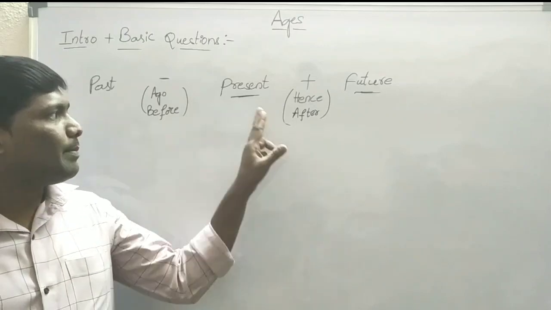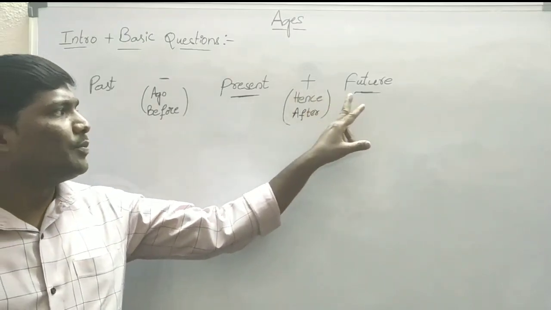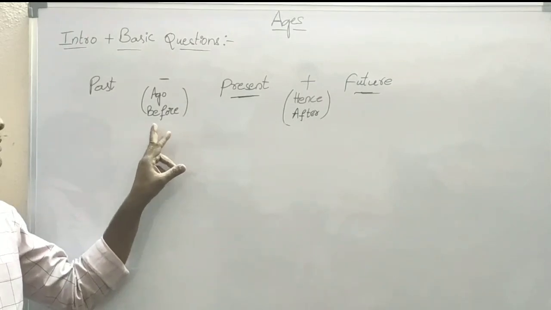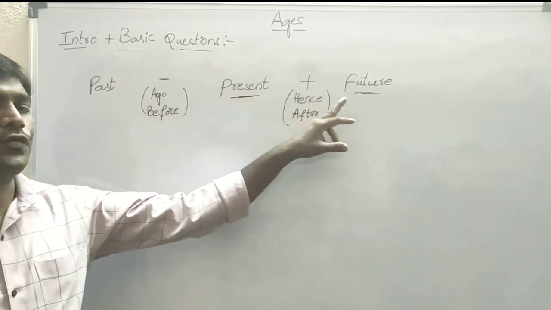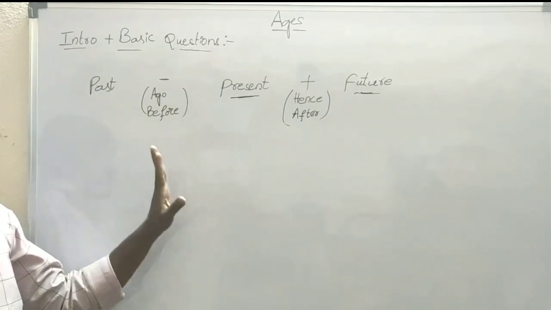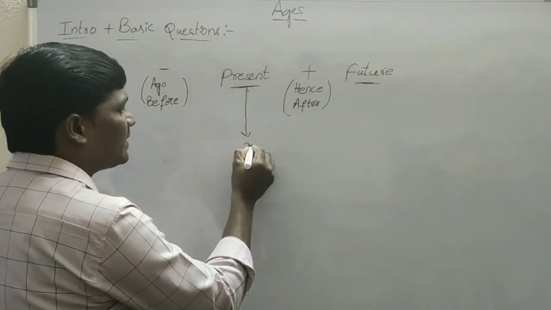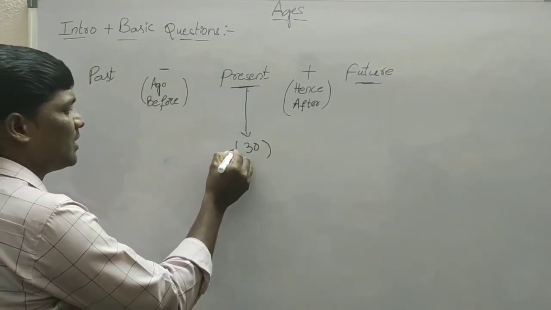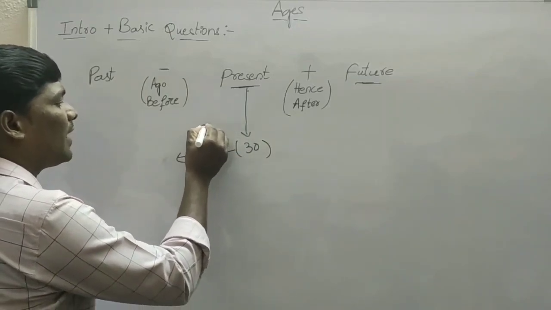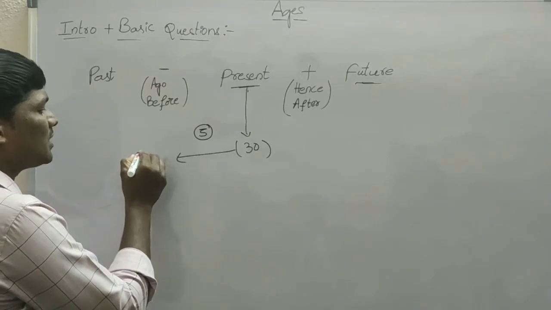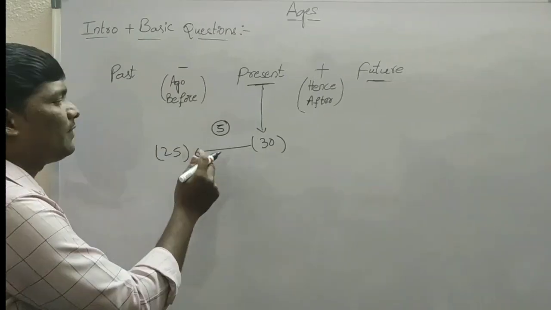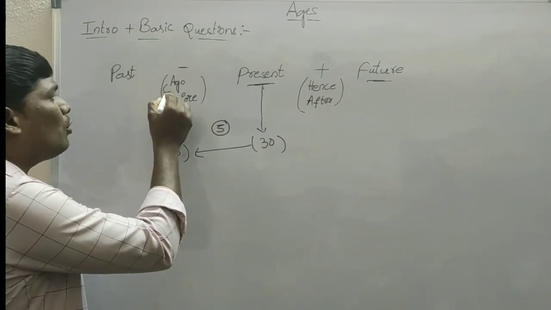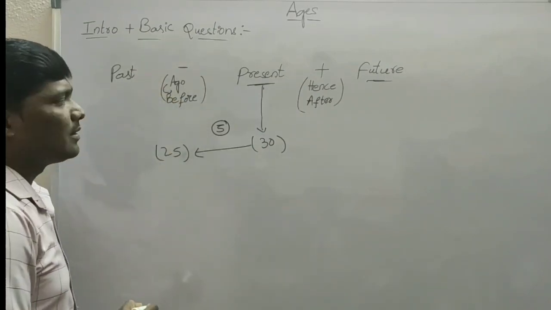The first one is present age, future age and past age. Just remember these 3 points: present, future and past. For example, at present, my age is 30 years. 5 years ago, my age was 25 years. Here, ago means before.